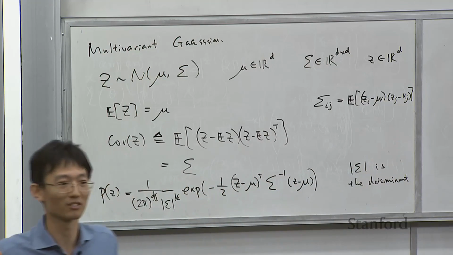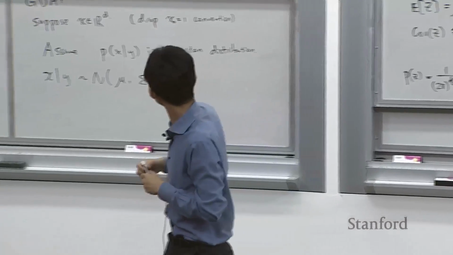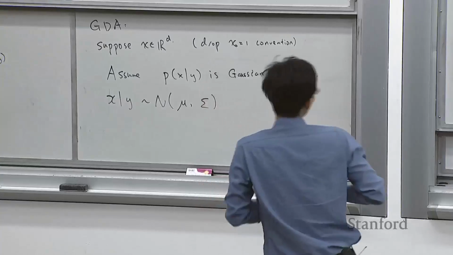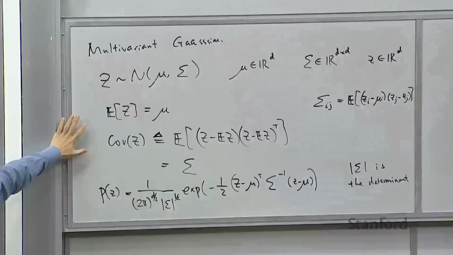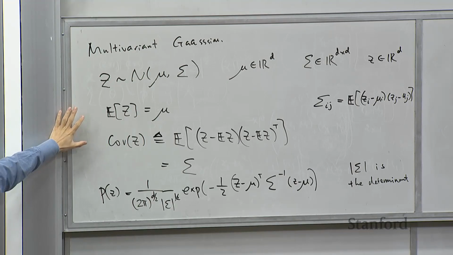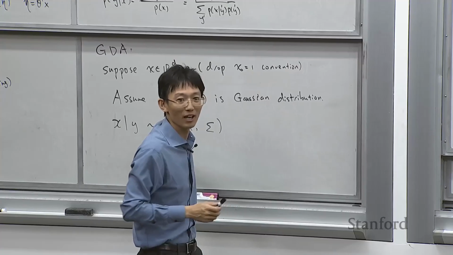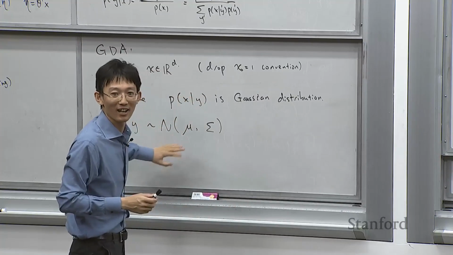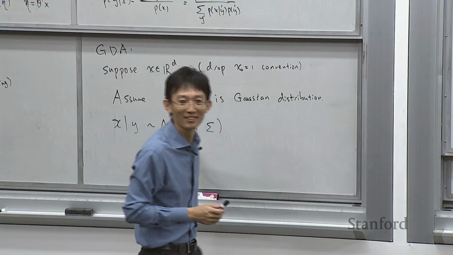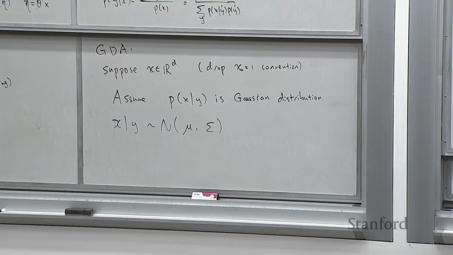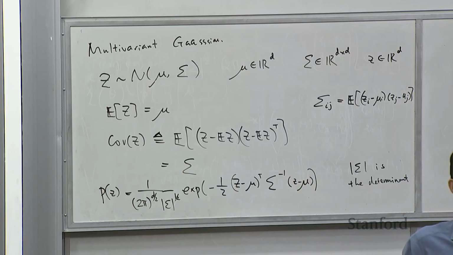I saw some other questions. Yes, so x and z are the same thing here. I use z because I want to be abstract. Later I'm going to have to change this a little bit. But this is just for abstraction, so I use a different variable.